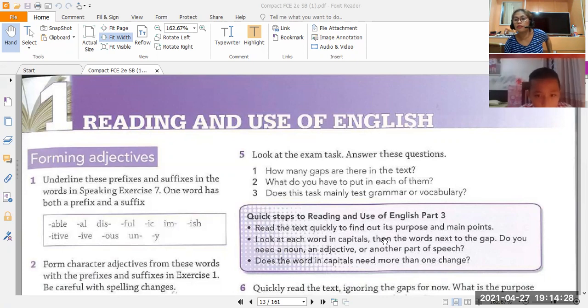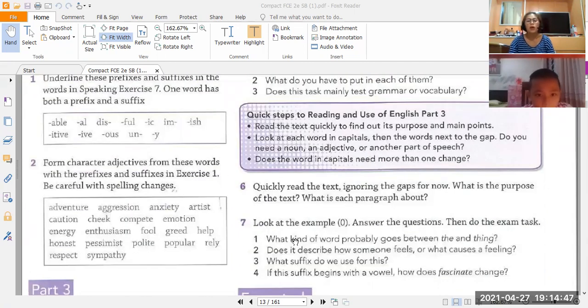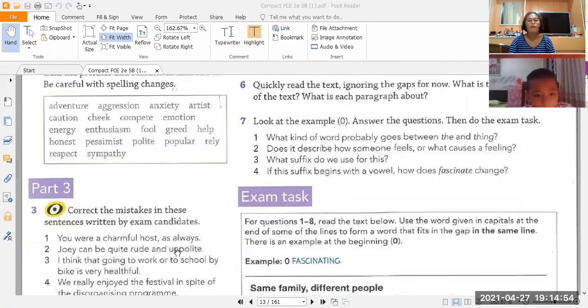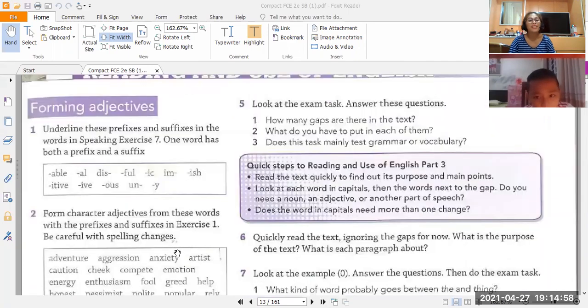Okay, Kyo? Okay, so it seems the internet, you underline these prefixes and suffixes in the words in speaking exercise 7. Where is the exercise? Here. Okay, look at example 0, answer the question, then do the exam. But here we have to know first what are suffixes and prefixes. What do you mean by suffix and prefixes, teacher? Suffix means the things you have to add at the end. I will show you what is suffix and prefix. At least you have a hint. What is suffix and what is prefix?